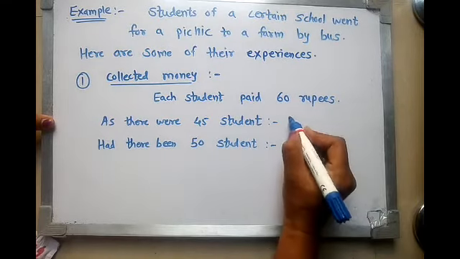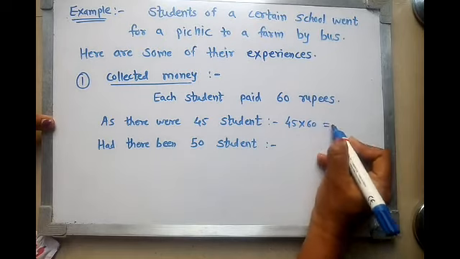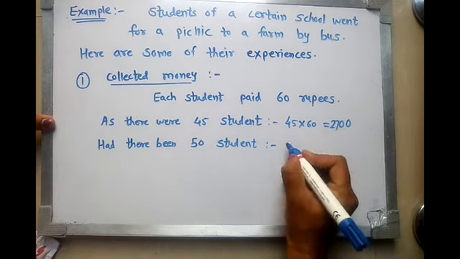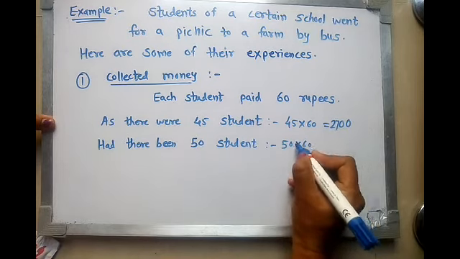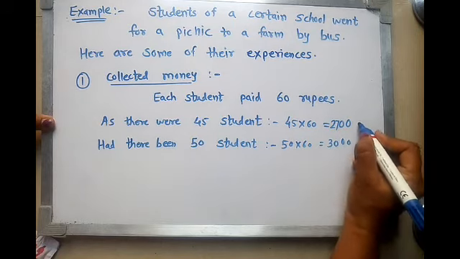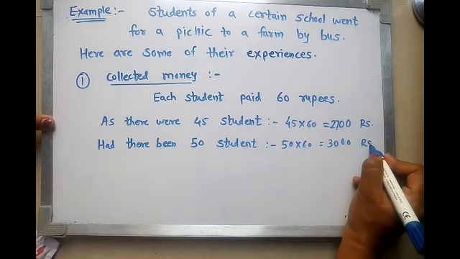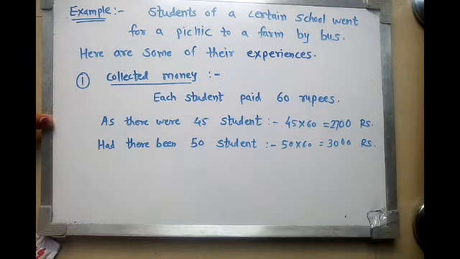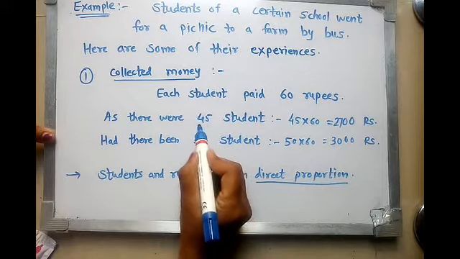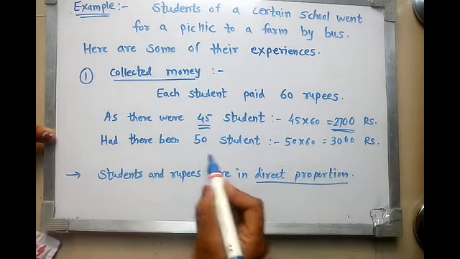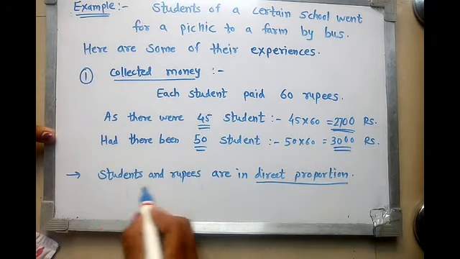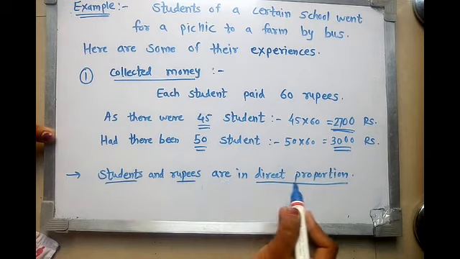Collected money: each student paid 60 rupees and there were 40 students. 40 into 60 is 2400 rupees. Had there been 50 students, 50 into 60, 3000 rupees. In this example, when the number of students increases, money increases. 40 students collected 2400 rupees and 50 students collected 3000 rupees. Students and rupees are in direct proportion.